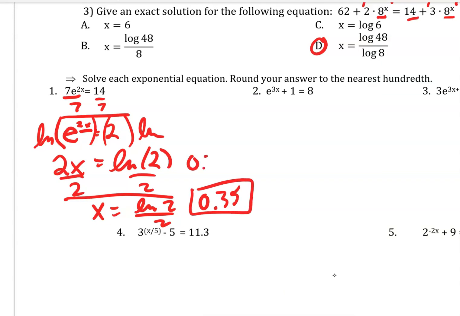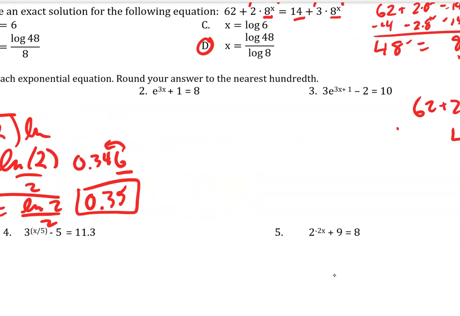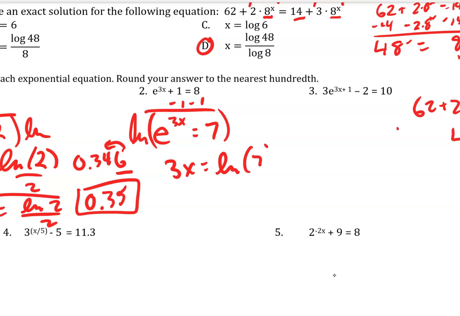So remember that was 0.346, so we round up. e to the 3x plus 1 equals 8. Subtract 1 from each side. e to the 3x equals 7. Now we're going to take the natural log of both sides. So 3x equals the natural log of 7. Divide each side by 3.